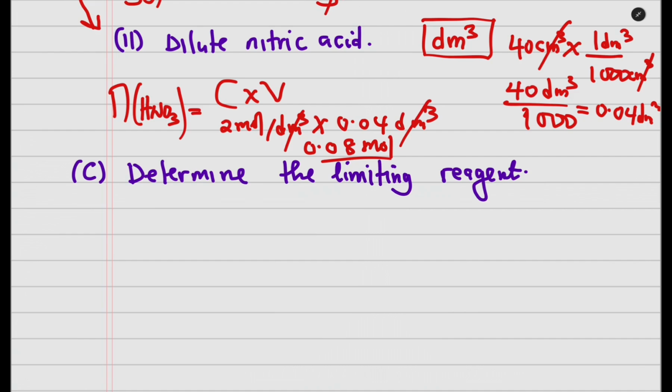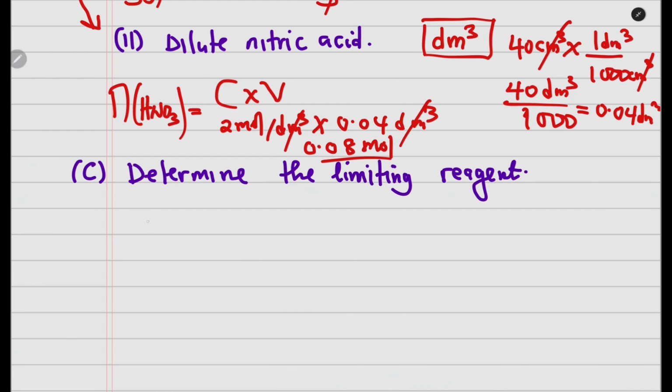It is found by dividing the number of moles of the reactant by its stoichiometric coefficient in the balanced equation. So you cannot determine the limiting reagent without the balanced equation. The balanced equation is very important in as much as you want to find the limiting reagent. So we are going to go back to the balanced equation and look at the reactants. We are interested only in the reactants.